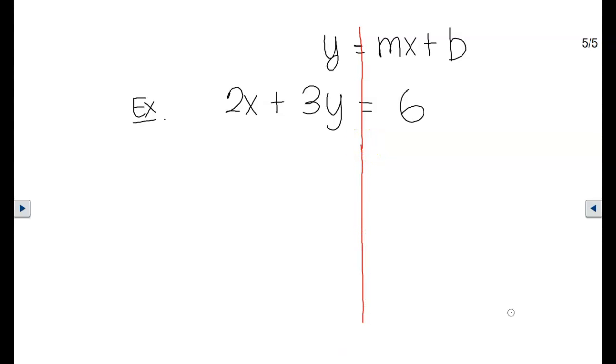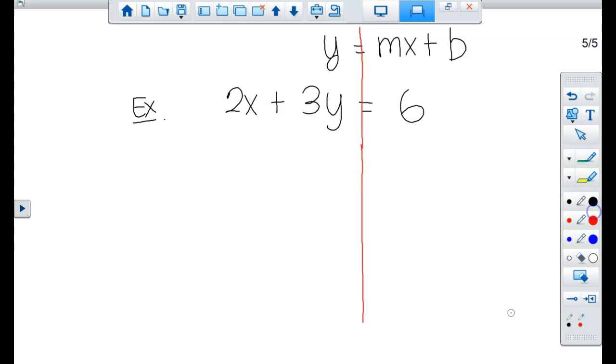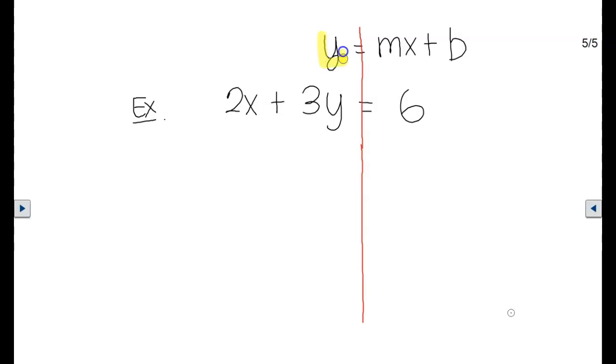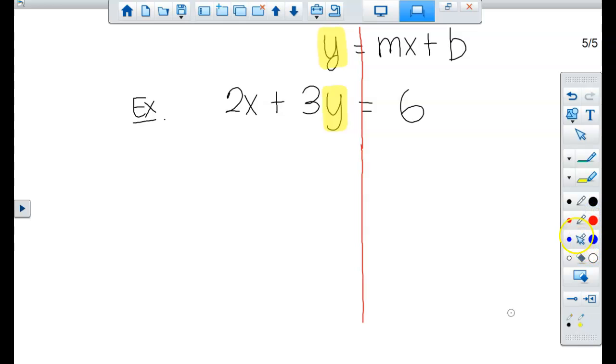And what you're going to have to do when the equation is not in slope-intercept form is you're going to have to change it. So we're going to talk about how to do that. Now, here's what I want you to notice. In y equals mx plus b, we want y to be alone. So I want this y in my equation to be alone. So you'll notice that means the 2x and the 3 are going to have to go away. So here's how we're going to do this.